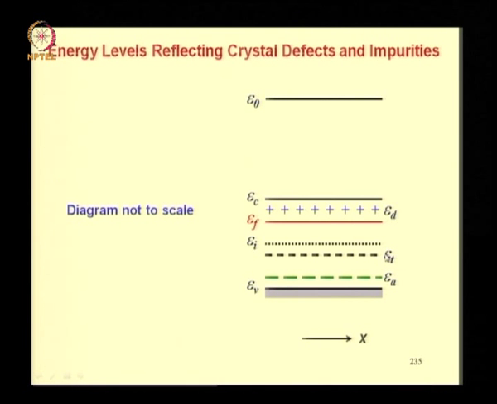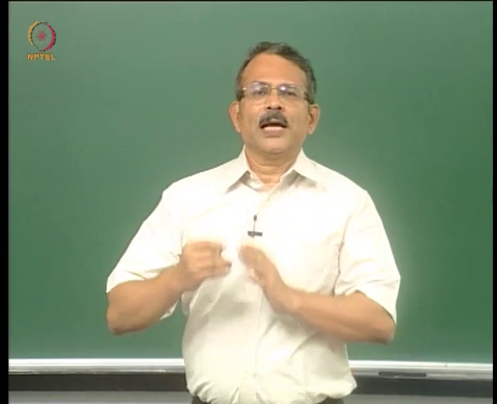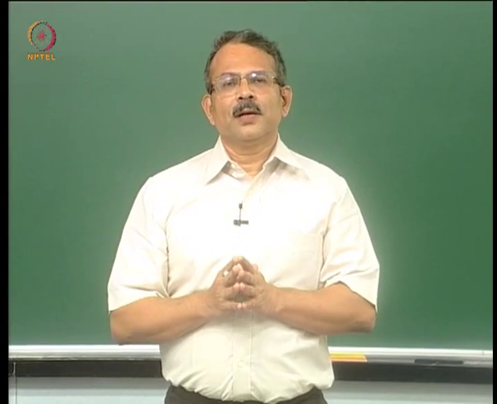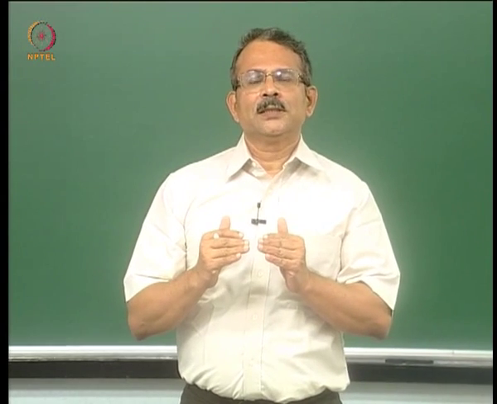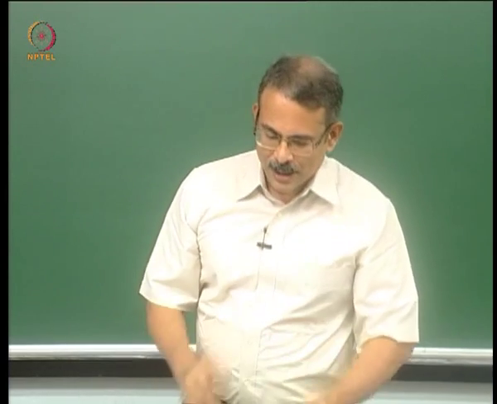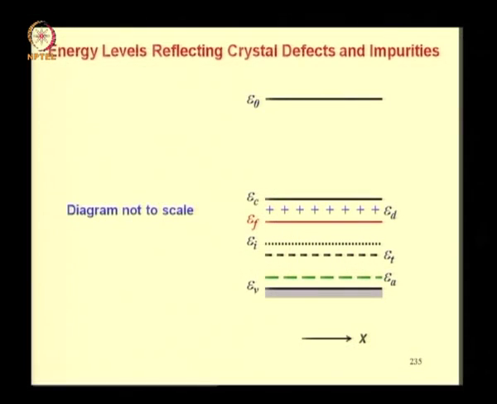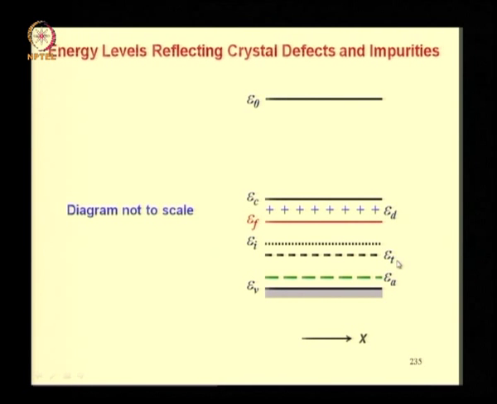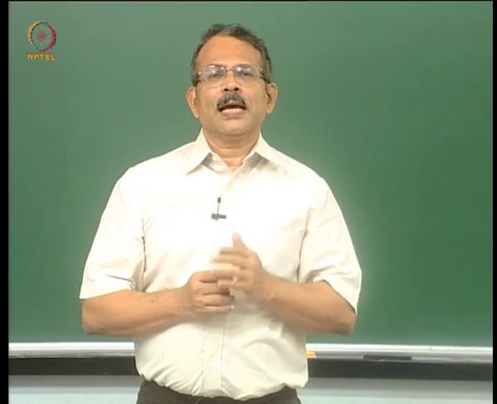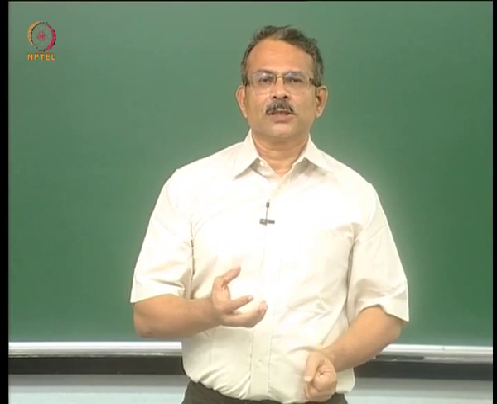A trap level. Apart from shallow donors and acceptors, you can also have defects and other types of impurities which create energies near the middle of the energy gap. So either defects or impurities can give rise to energies near the middle of the energy gap, and these are reflected here by this energy level called the trap level. It is called a trap because these impurities can actually physically trap electrons or holes.